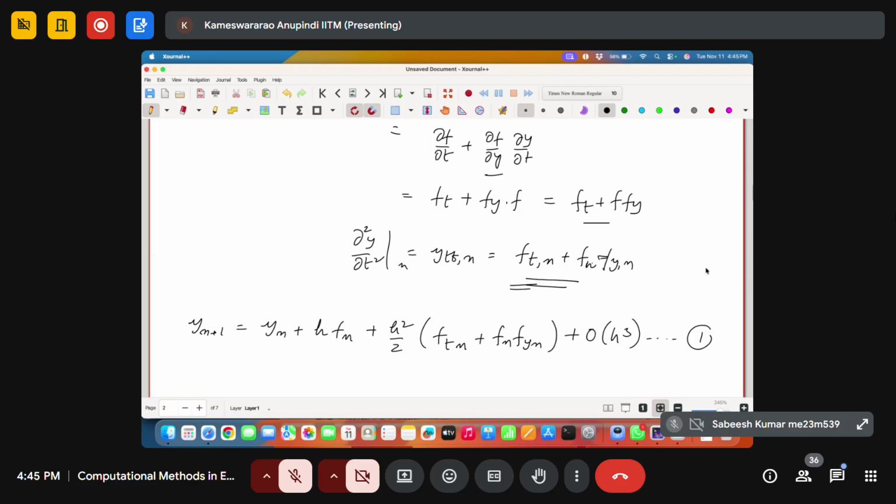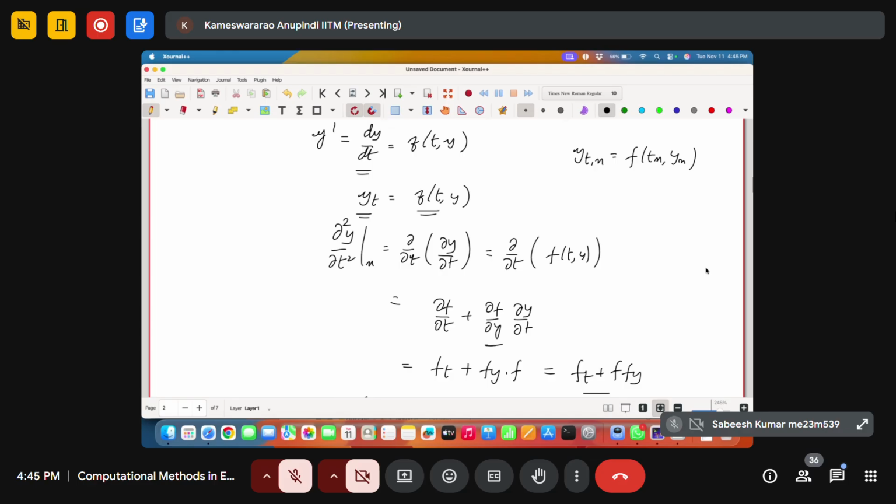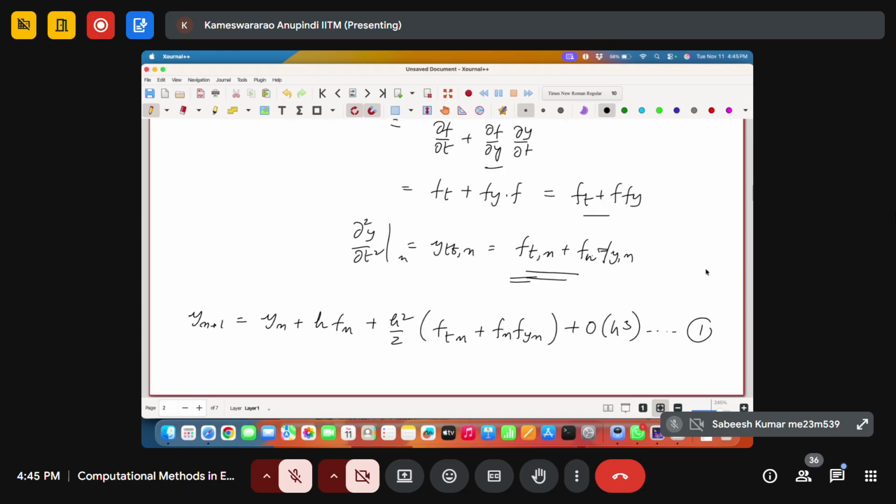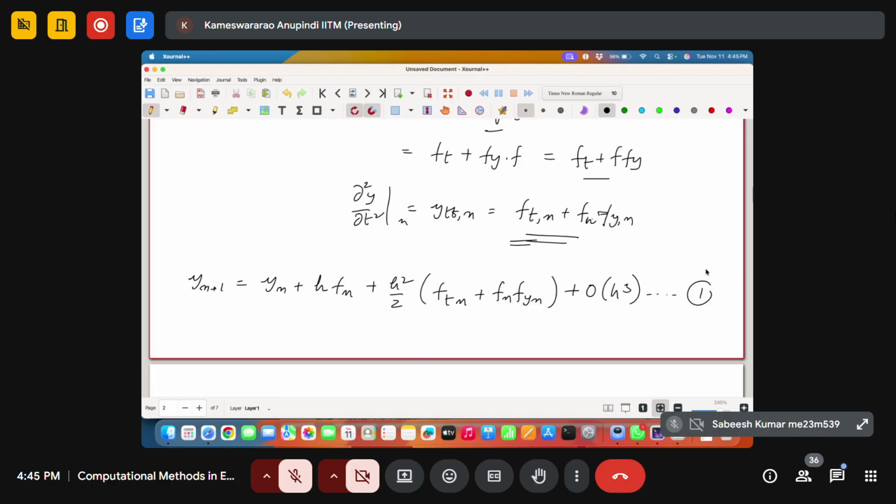Actually, there is nothing new we have done till now, right? This is basically the same Taylor series expansion which we have used in Taylor's method. But in Taylor's method, we said that you have to evaluate f_n, f_t_n, f_y_n, and so on, so that you get some kind of a second order accurate method, which we said is not well behaved.